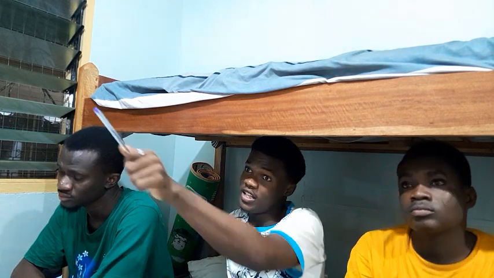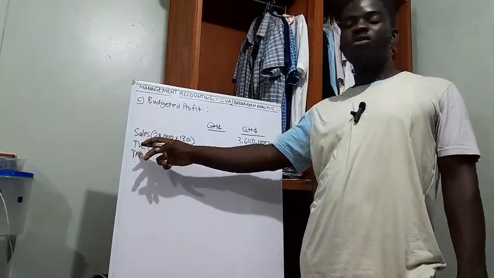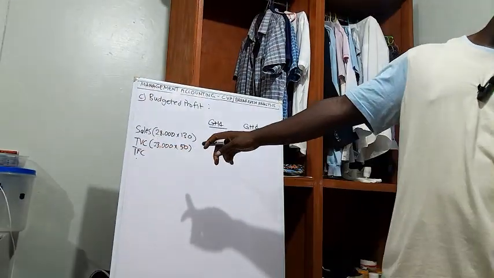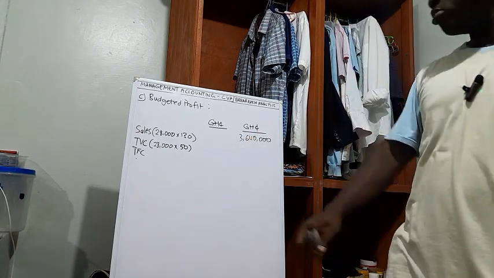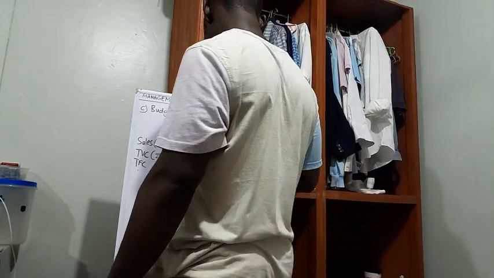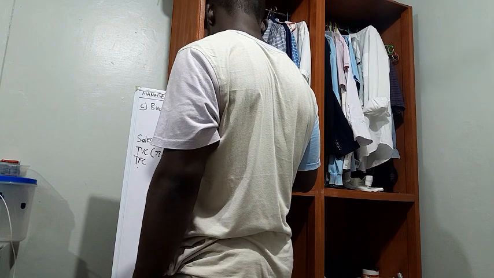Total revenue minus total cost. So total revenue here is the sales revenue. Alright. For the total variable cost, you get 1.4 million.